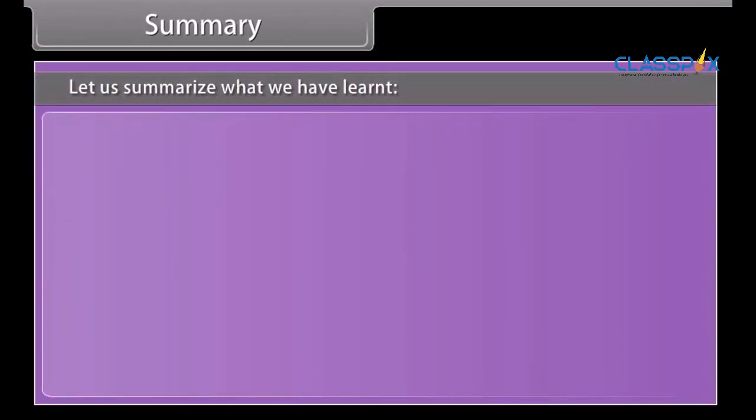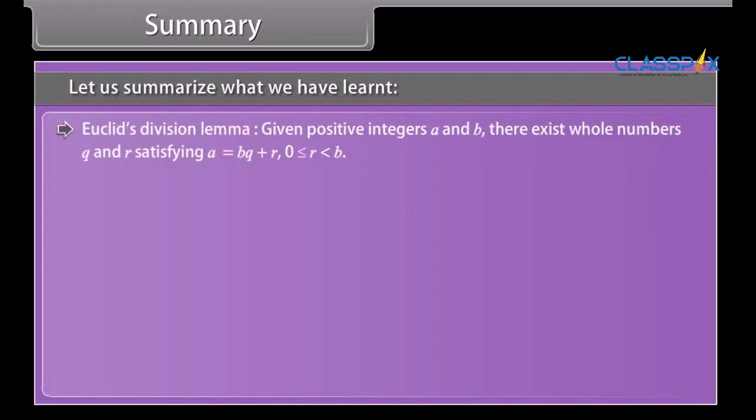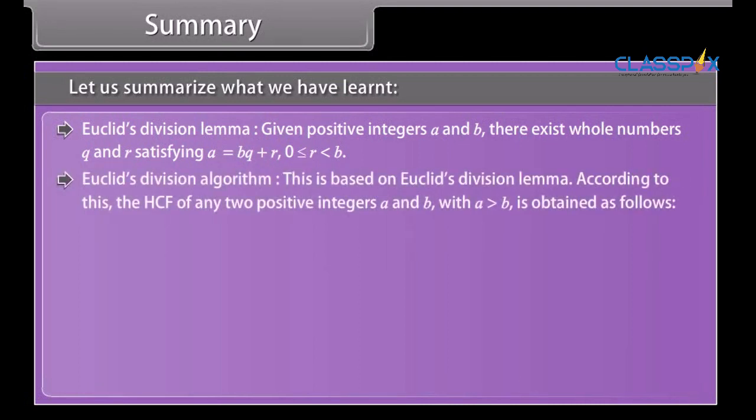Summary. Let us summarize what we have learned. Euclid's division lemma. Given positive integers a and b, there exist whole numbers q and r satisfying a = bq + r, 0 ≤ r < b. Euclid's division algorithm. This is based on Euclid's division lemma.